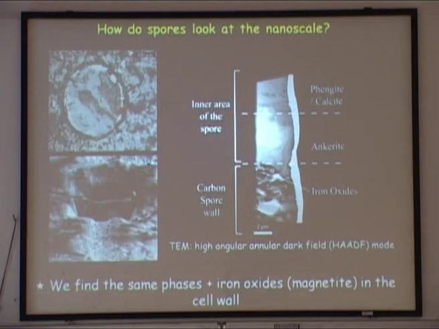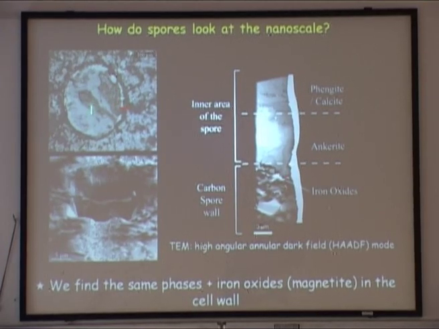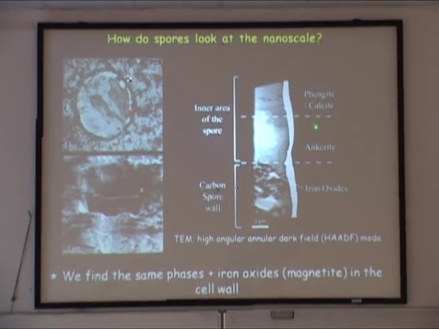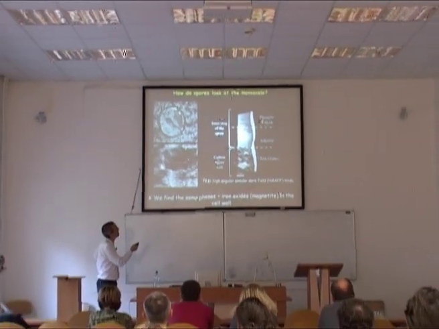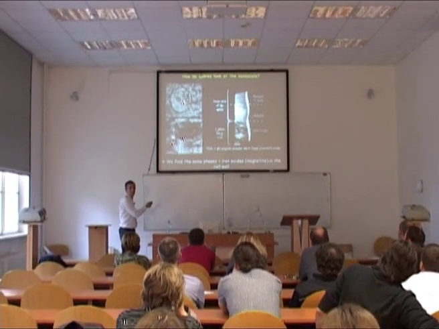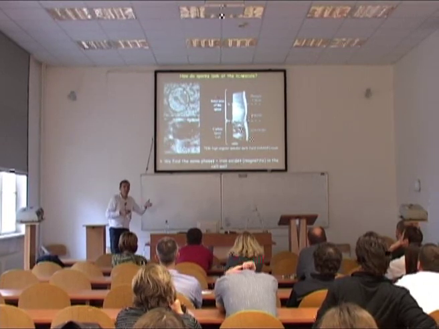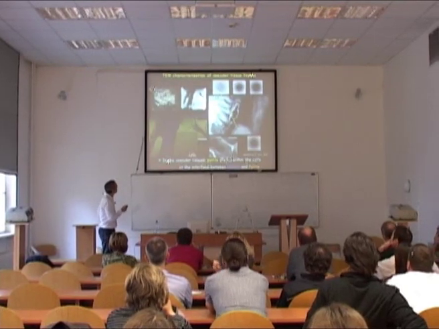Okay. Now let's go to FIB. We prepare a cross-section here across the cell wall of these fossils. So we dig into the sample, we get a cross-section, and this is a Transmission Electron Microscopy picture of this cross-section. Here you have the inner part of the fossils, which is filled by calcite and ankerite, so the calcium, iron, and magnesium precipitate beneath the cell wall, the organic carbon cell wall. So TEM is very convenient to give you very nice, high-resolution images, and do some basic mineralogy.